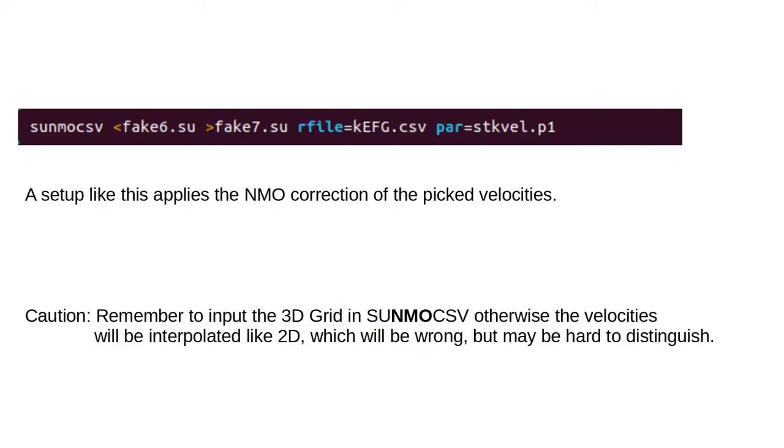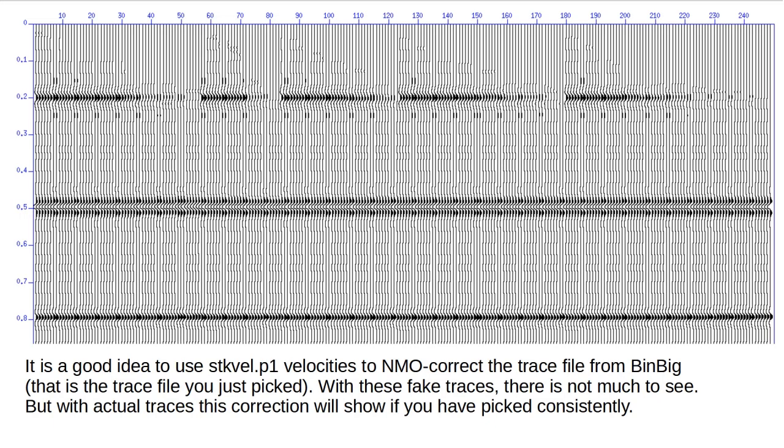of SUBINBIGCSV to apply the velocities. Make sure to put the 3D grid into the parameters, otherwise the velocities will be linearly interpolated rather than bilinearly interpolated. It is a good idea to apply these velocities to the trace file that was used to do the picking. This gives an overview of the velocity correction across the survey.